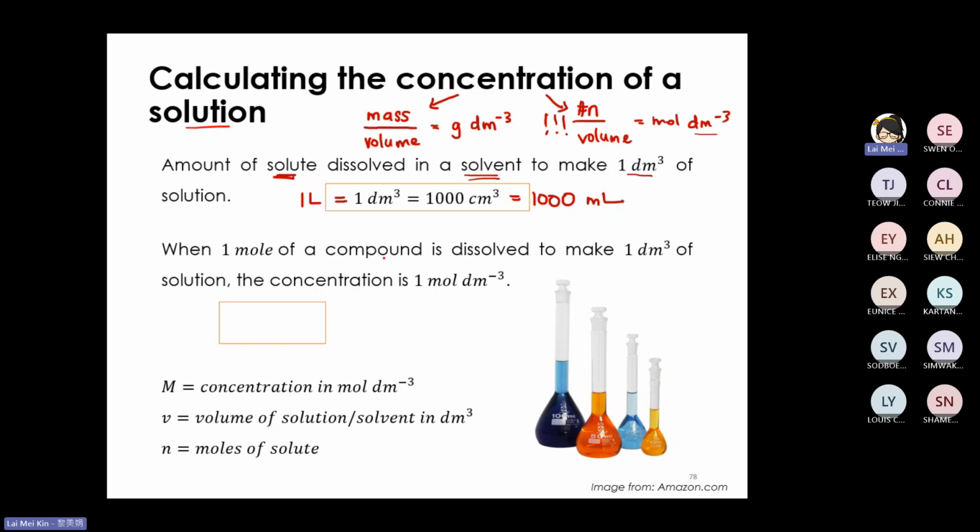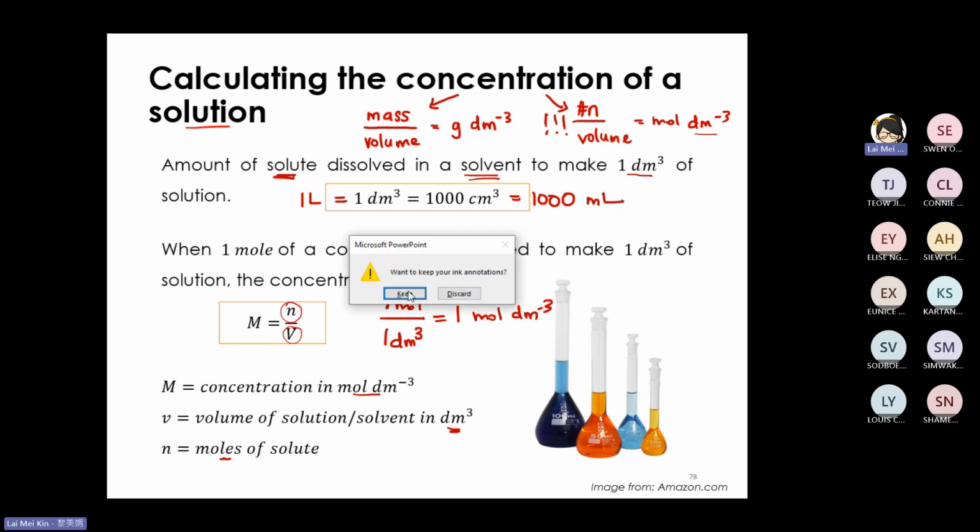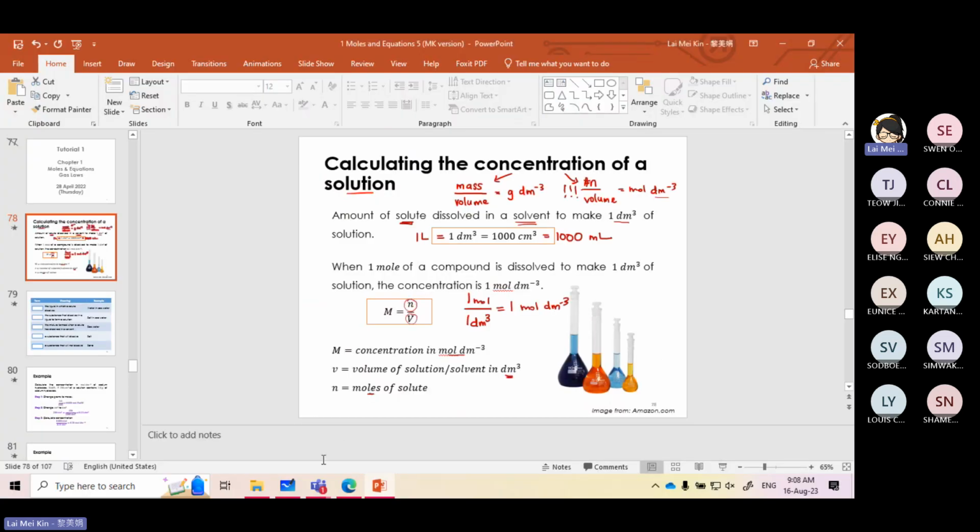When I use 1 mole of a compound and dissolve it to make 1 decimeter cube of a solution, the concentration that I get is 1 mole per decimeter cube. So to find concentration, my formula is number of mole divided by volume. Number of mole is in mole and the volume is in decimeter cube, giving me the concentration in mole per decimeter cube. All right, let's try a very simple exercise.